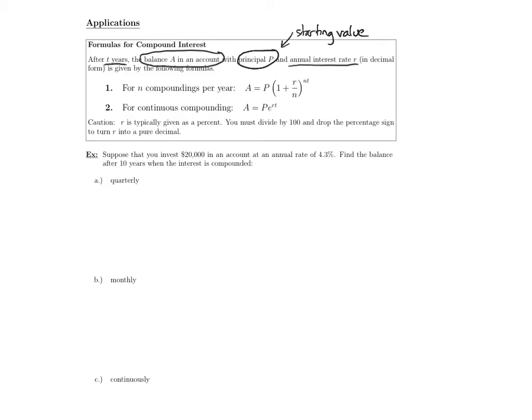So, first of all, if I have an account that's $20,000 in the account, this is my example, then that is what I'm starting with. So for all of these, that's going to represent my P. My annual rate is 4.3%, so my R is going to be that number as a decimal for all of these. And for each of these questions, I'm trying to find the balance after 10 years. So T is 10. And you'll see that all of those are variables that are in the original functions.